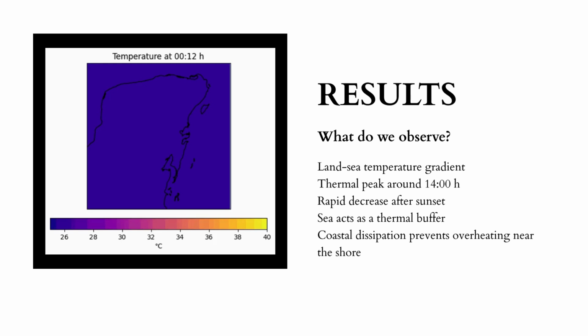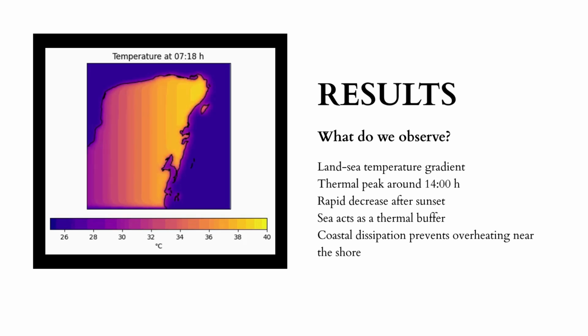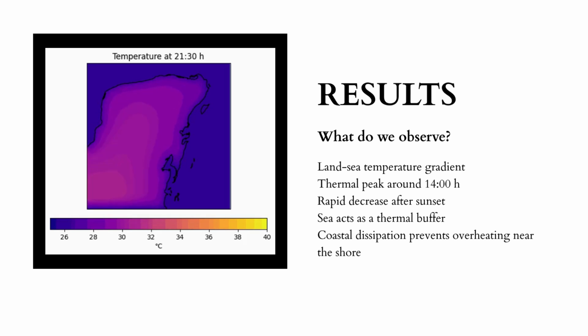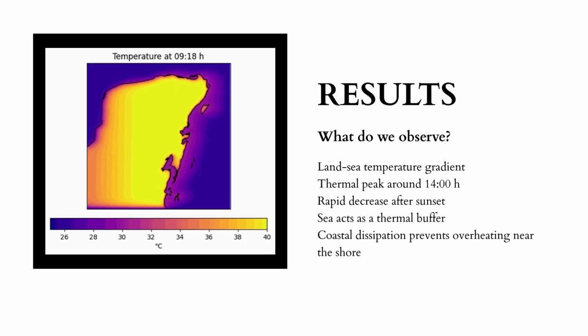Now we have our results, and on the left side we have the simulated map of temperature for our Yucatan Peninsula. And what do we observe? Well, we have a land-sea temperature gradient, meaning that the coasts are cooler than the inner land. We have a thermal peak around 2 p.m., as we said before, because that is where the sun is at its highest position and temperature.